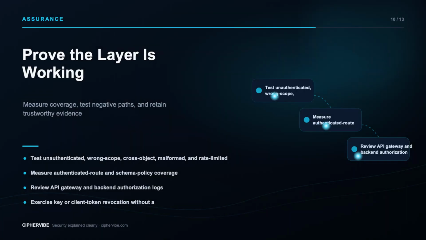A configuration screen is not assurance. Collect evidence that the intended control applies to the correct scope and that violations become visible. First, test unauthenticated, wrong scope, cross-object, malformed, and rate-limited requests. Second, measure authenticated route and schema policy coverage. Third, review API gateway and backend authorization logs together. Fourth, exercise key or client token revocation without a service outage.